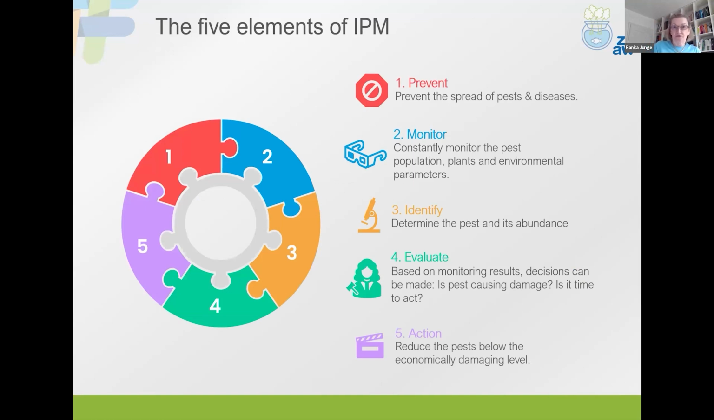So there are 5 main elements of IPM. It doesn't matter in which one you start, you can mix them because they are all part of this, and it has to be iterated again and again. Definitely, I would say the first step is to prevent the spread of pests and diseases. Then constantly monitor the pest population, identifying the pest and its abundance: who is there eating my crop. Then evaluate: based on monitoring results, decisions can be made. Is the pest causing damage? Is it relevant? Is it time to act? And then action: reduce the pests below the economically damaging level.